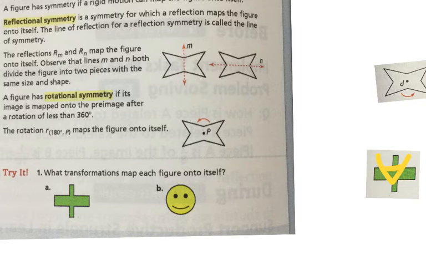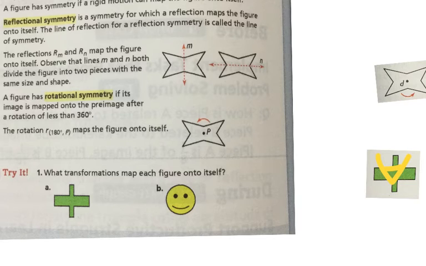We also can have rotational symmetry. This is if an image is mapped onto the pre-image after you rotate less than 360 degrees. So what they're saying is, if I look at this image, if I rotate it less than one full rotation, right? Because obviously if I rotate something all the way around, it's going to look just like its original. Okay? Can I rotate it some amount and make it line up exactly with where it's at now? Yes. Yes, for this one, how much would I have to rotate it? 360. But we want it to be less than 360.